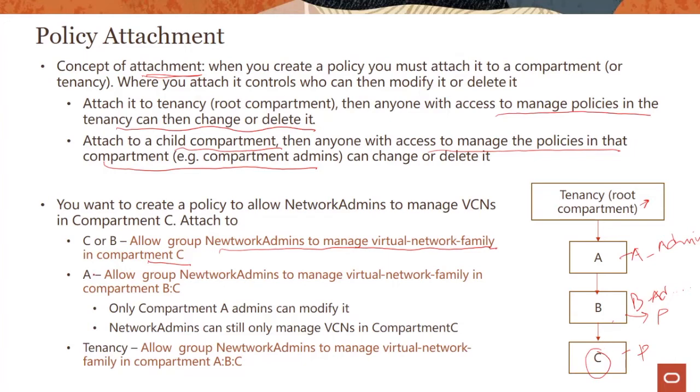But if you want to write this policy in compartment A, how would you do that? Compartment A is part of a tree, but it doesn't know where C exists. So you would say allow group network admins to manage virtual network family in compartment, and here you would provide a path, B colon C. If you don't do this, A has no idea where the C compartment is, and the system will give you an error saying that this policy could not be attached to compartment A.